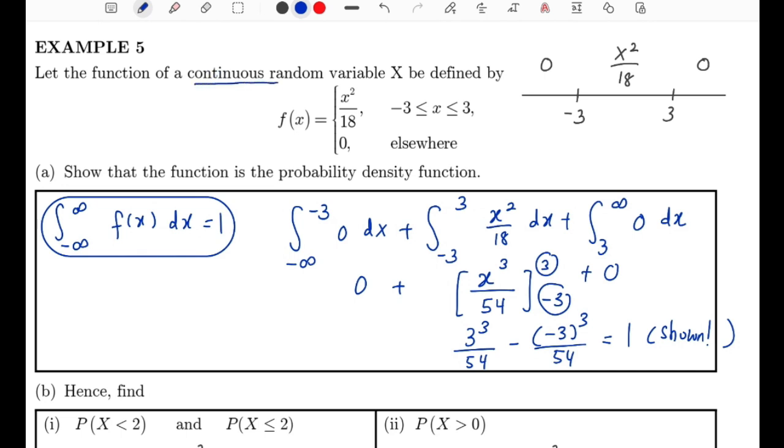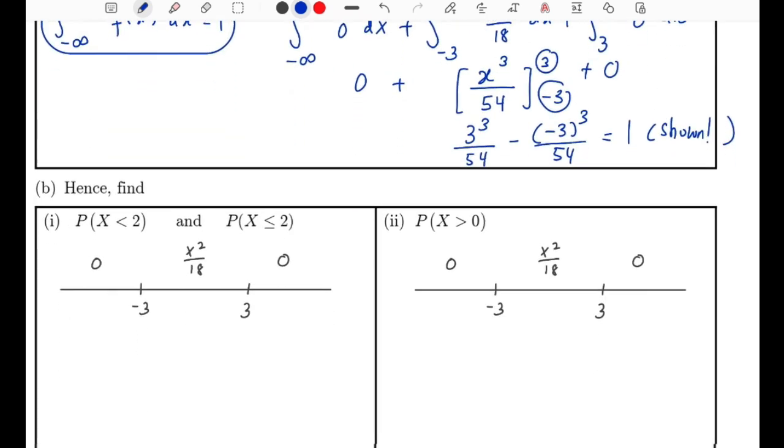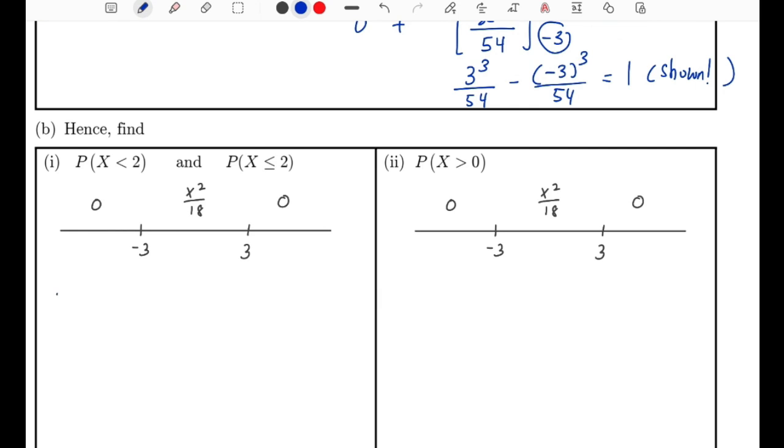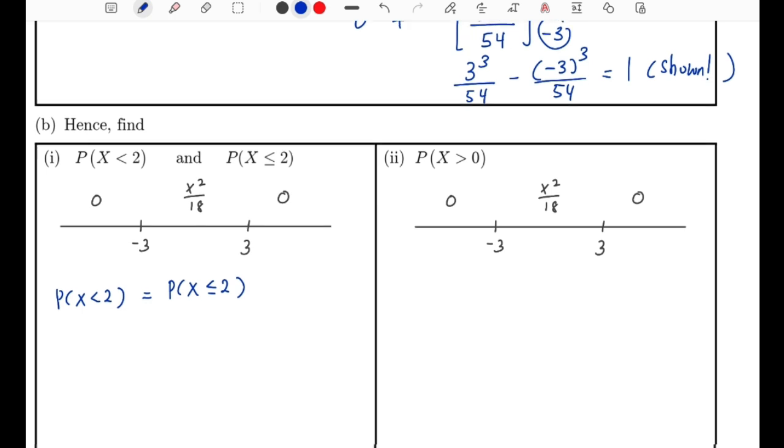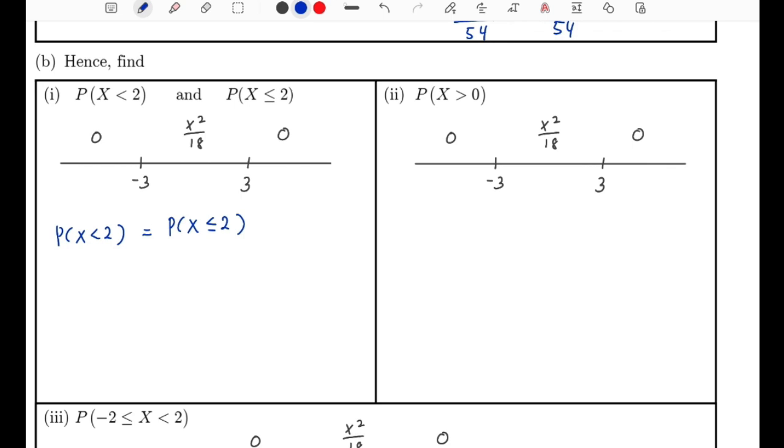For any continuous random variable, we need to know that the probability x less than or equal to 2 is exactly equal to the probability x less than 2, which means that for a continuous random variable, the equal sign doesn't matter. So in order to find the probability x less than 2, I'm going to put 2 onto the number line, so it's situated around here. We're going to find the probability x less than 2, which means starting from negative infinity until 2.